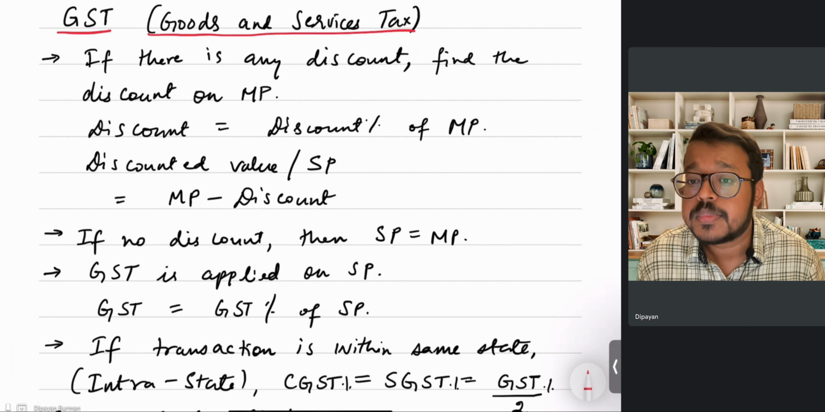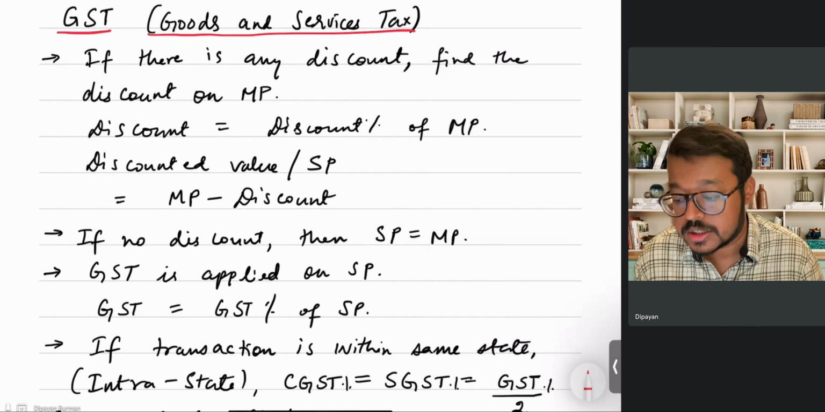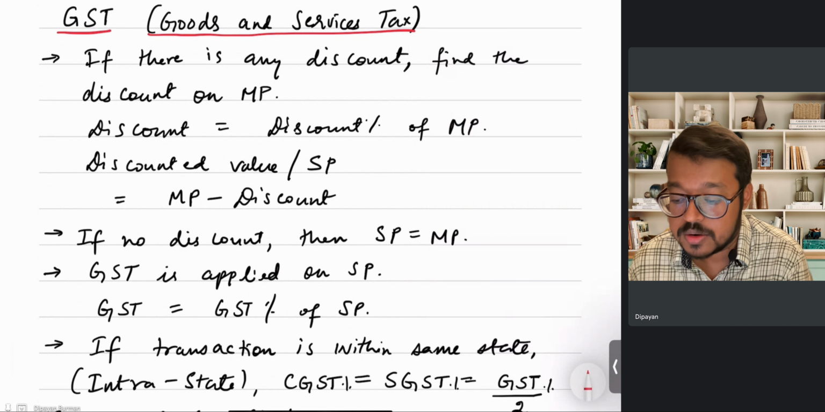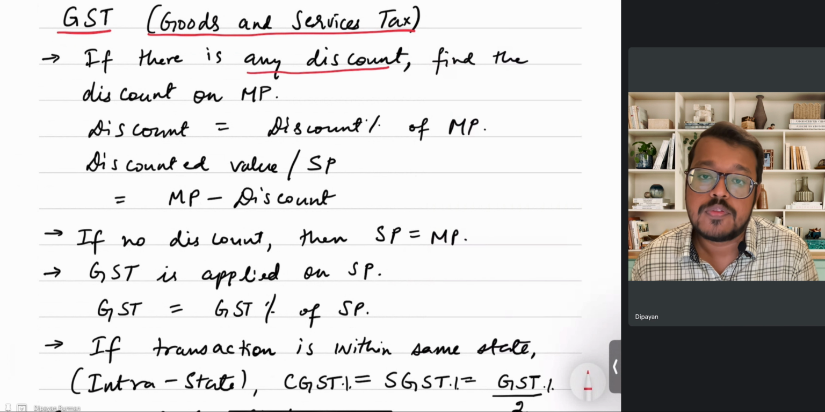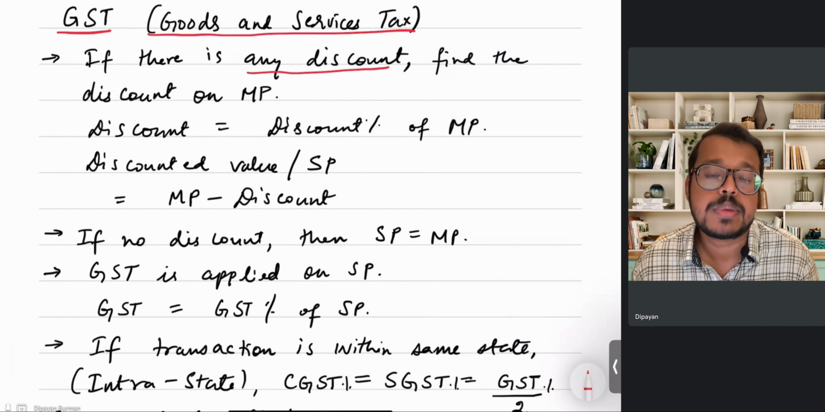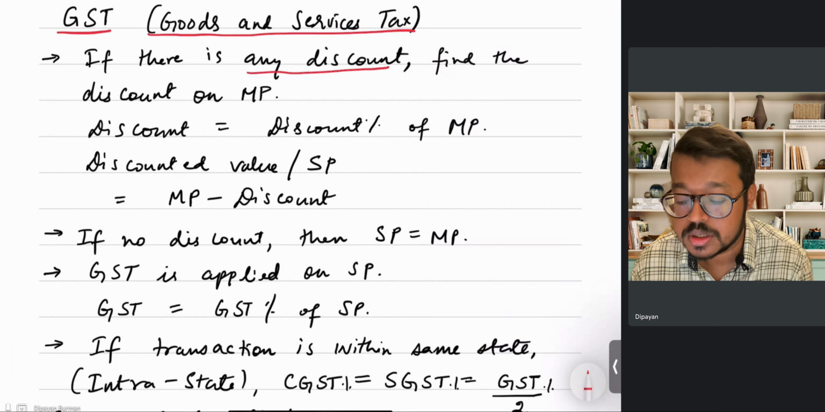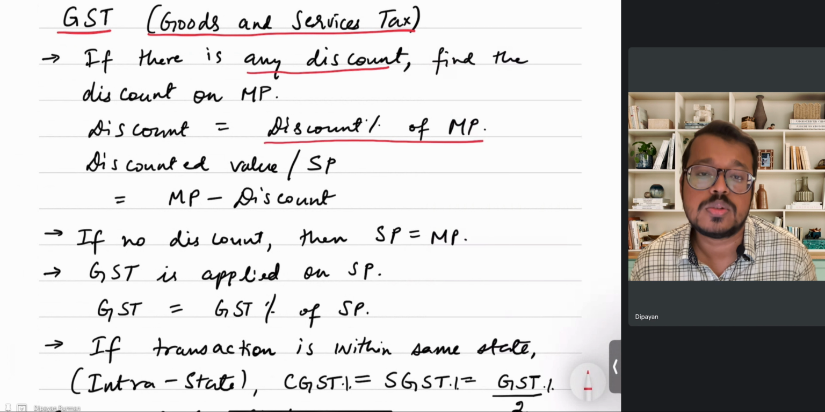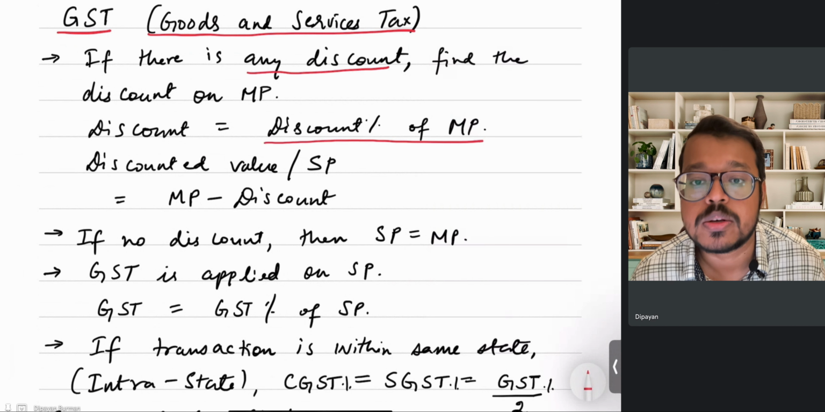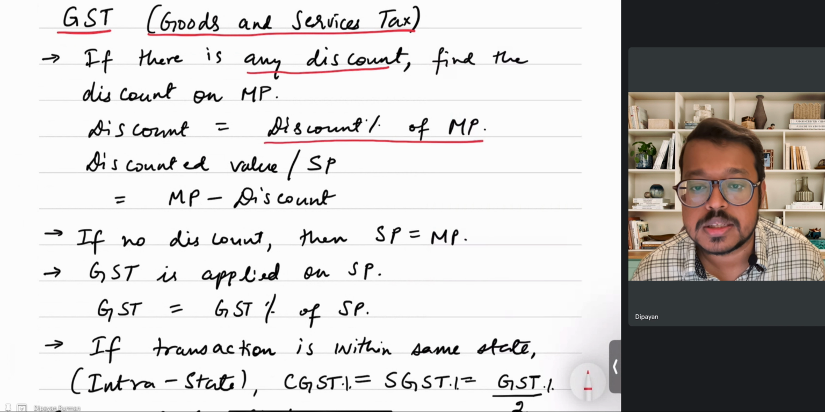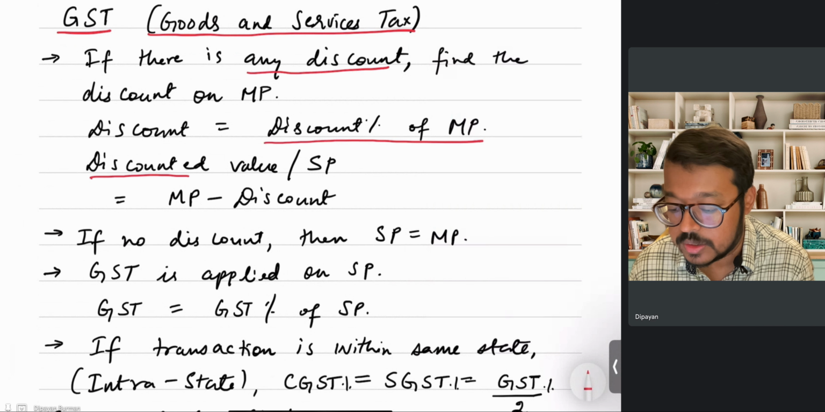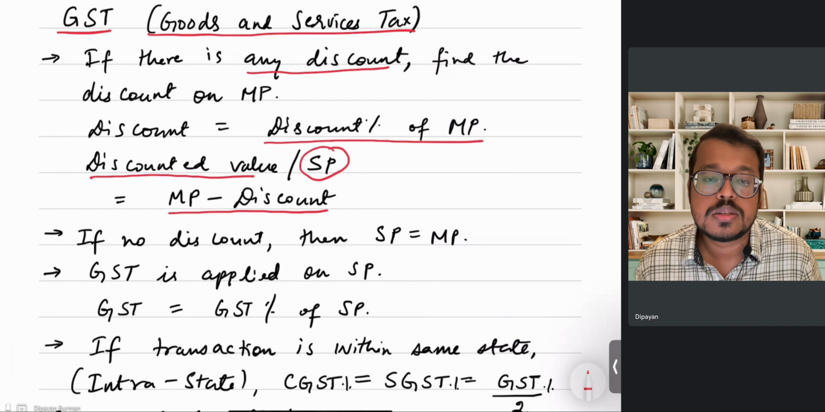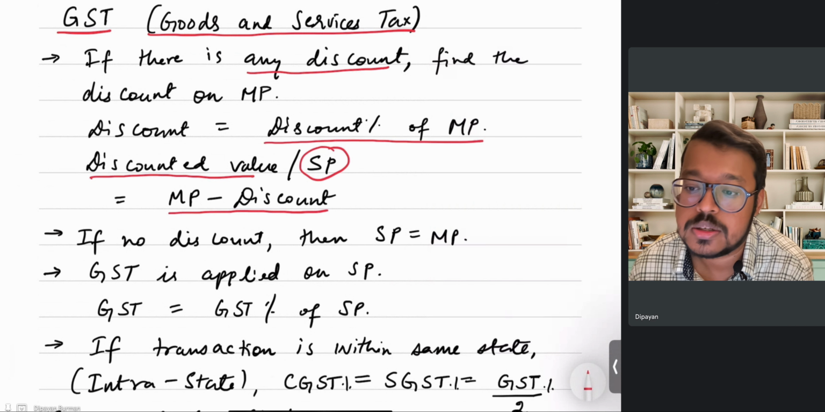So I'm explaining them. First thing, for any transaction, if there is any discount involved, then first we need to find the discount on the marked price. Every product will have a marked price or list price, so we need to apply the discount percent on the marked price. Usually discounts are given as a percentage, 10%, 20%. So we calculate the discount, and then the discounted value or the selling price will be the marked price minus the discount. So this is one basic thing that we need to know.